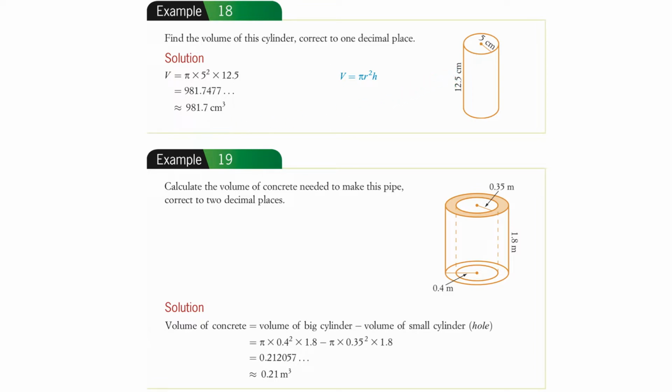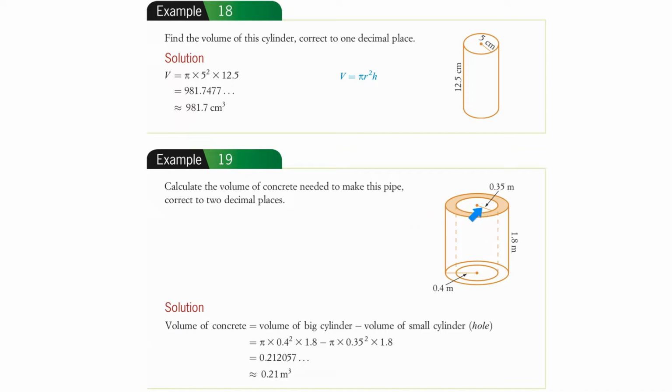Let's have a look at example 19. Calculate the volume of concrete needed to make this pipe correct to 2 decimal places. So that's a hole in the middle of this cylinder, so we can consider it as 2 cylinders. We've got this big one on the outside and a small one on the inside. Now, just like in example 18, the first check is to check the units. So we've got meters, meters, and meters, so we don't need to change those. We can use them as they are.